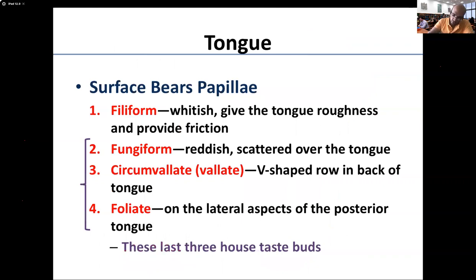All three on here, the fungiform, the circumvallate, and the foliate, are actually housing taste buds for you to be able to taste the different chemicals. The only one that doesn't participate in taste sensation is going to be the filiform papillae, and their main function is to provide friction to allow you to mix the food while you are chewing.